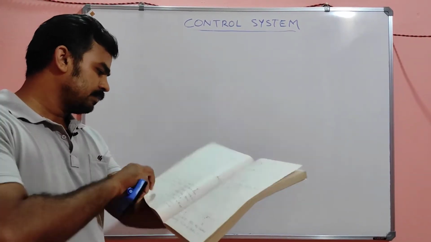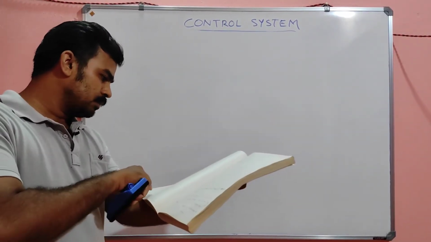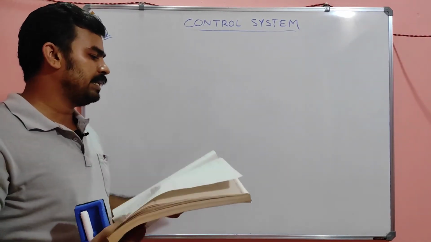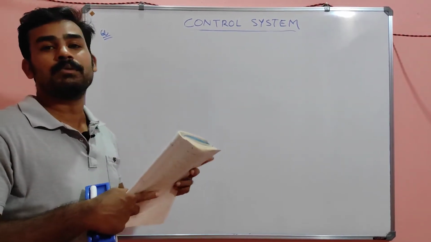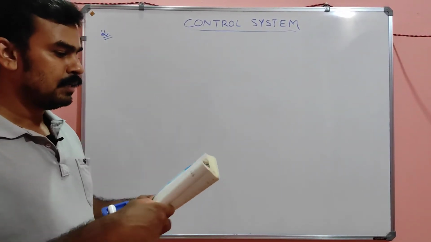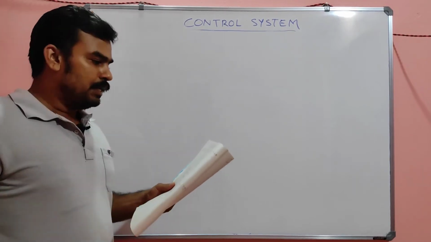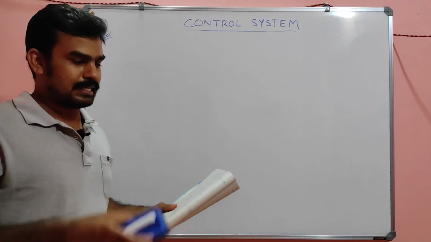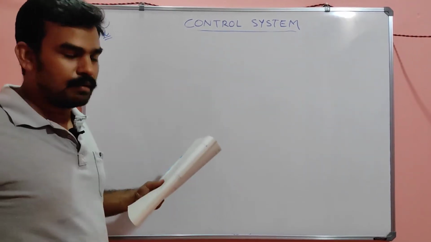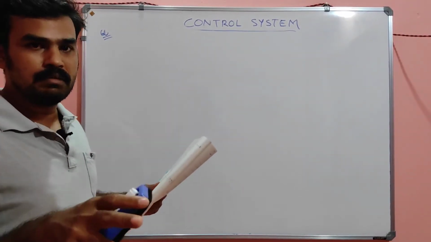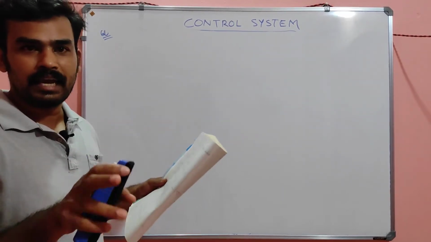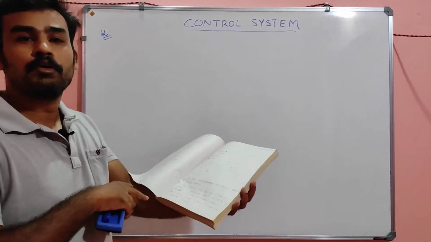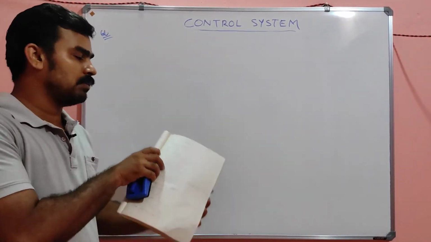Just focus on that. The question was GH equals K divided by S into S plus 2 into S plus 4. We have to calculate the value of K for phase margin equal to 60 and gain margin equal to 20 dB. We successfully did the gain margin equal to 20 dB without any doubt, and we got the value of K as 4.8. I think all of you got the same answer.